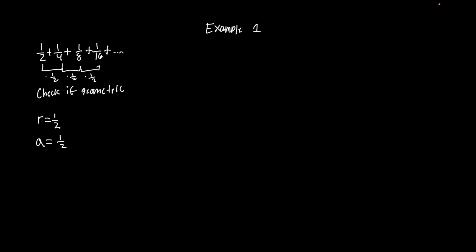Now, let's check the convergence rule. Remember, a geometric series converges when the absolute value of r is less than 1. So in this case, our common ratio is 1/2, so is the absolute value of 1/2 less than 1? The absolute value of 1/2 is just 1/2. So is 1/2 less than 1?